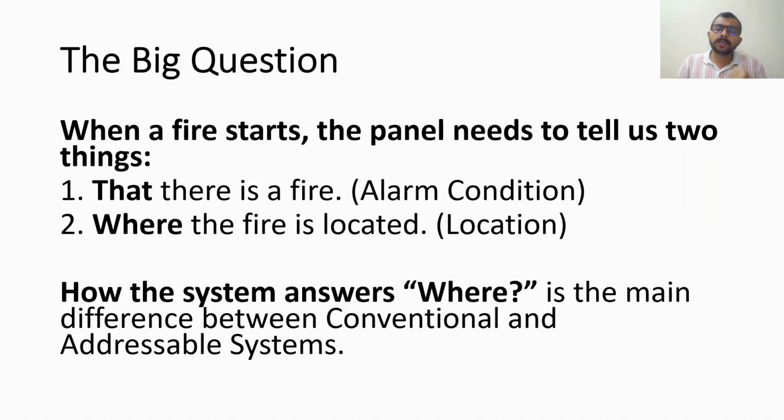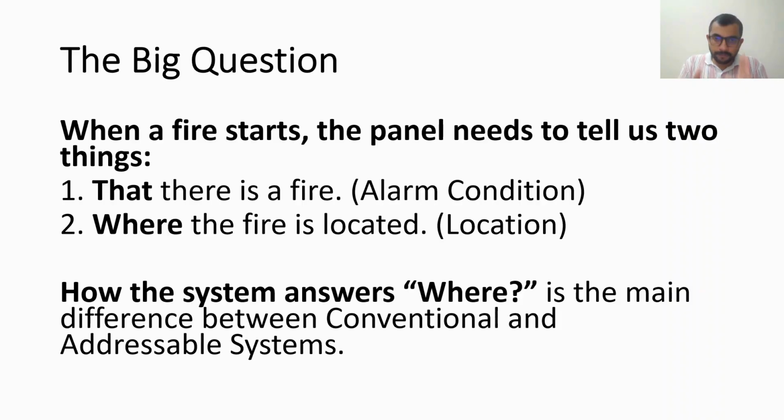So the big question is, when a fire starts in a particular location, the panel, that is the fire alarm control panel, has to provide us with two pieces of information. First, it has to inform us whether there is a fire. The second is that it has to specify which location is under fire. So the first one is the alarm condition, and the second one is the location.